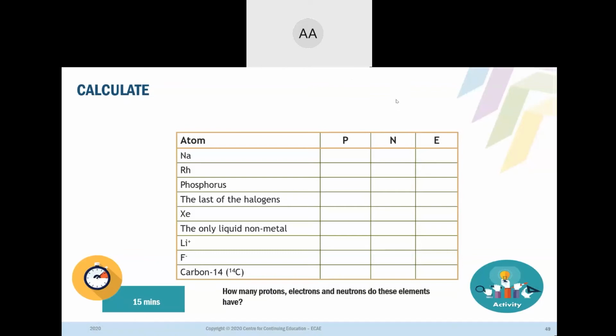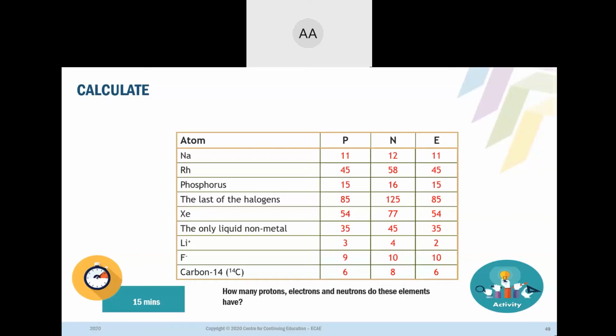Okay, let's see how we all did with our answers here. So let's start off with sodium. Did we get that right? Check your answers. What's RH? Who can remember? Did you have to look hard for RH? Any shout outs? What is RH on the periodic table? Who can pronounce it correctly? Anybody tell me what it is? Rhodium. That's correct. Don't pronounce the H.